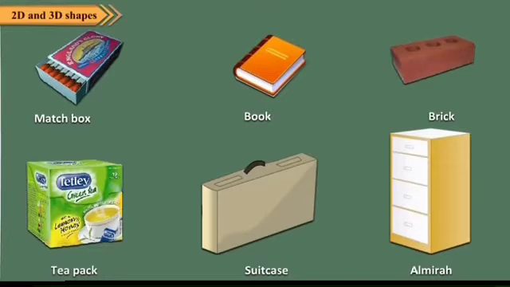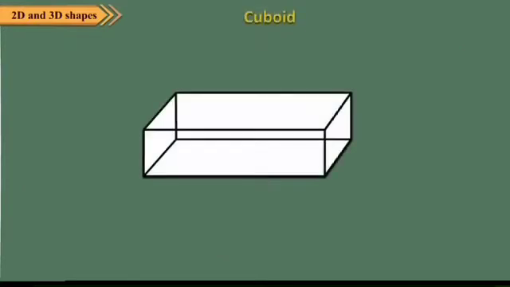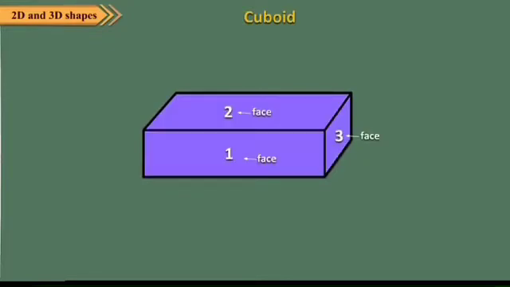All these objects have the shape of a cuboid. A cuboid has 12 edges. The point where three edges meet is called a vertex. A cuboid has 8 vertices. A cuboid has 6 faces. In the given figure, 3 faces are visible and 3 are hidden.